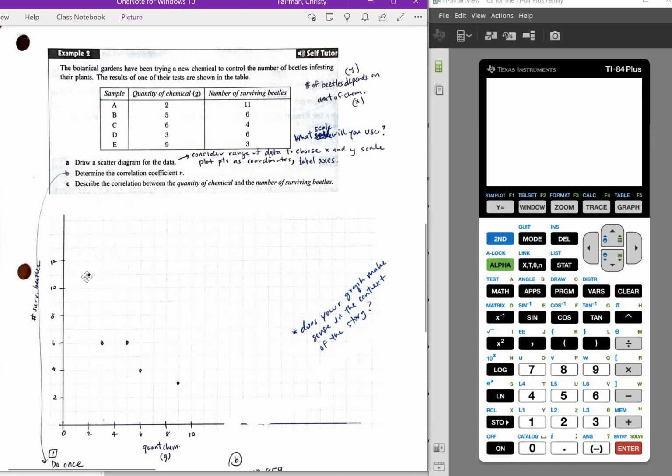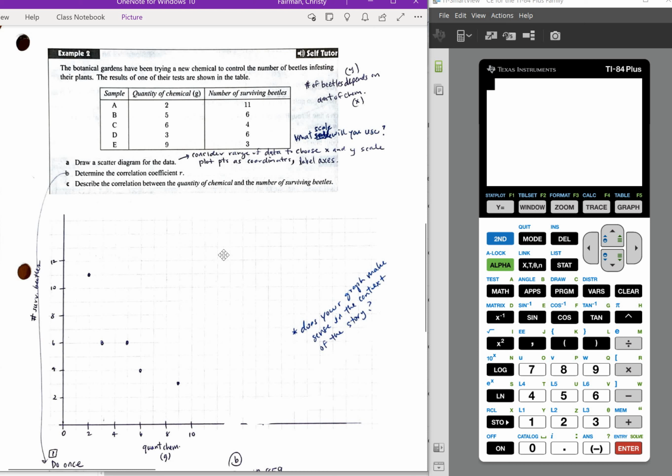So this first point here, this is 2, 11. Here we have, this happens to be the 3, 6 value. This is the 5, 6 value. And then these are the other 2 values. I labeled my axes, etc. So first of all, does this graph make sense in the context of the story? Yes. As we apply more chemical, we would expect there to be fewer beetles left.